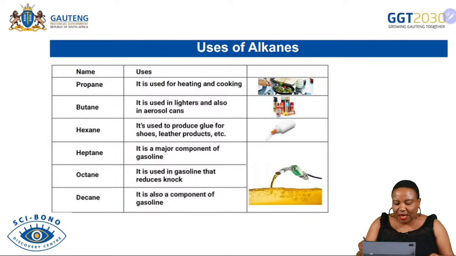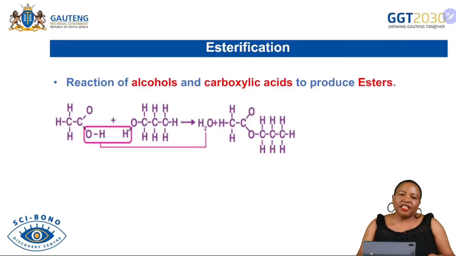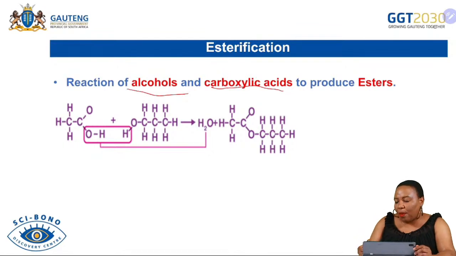Even our petroleums and other things, our vaselines and other stuff, they are coming from alkanes. Now, esterification. This is the formation of esters using carboxylic acids and alcohols. The first thing that you need to know is that the primary alcohols are the ones that we are going to use to form our esters.